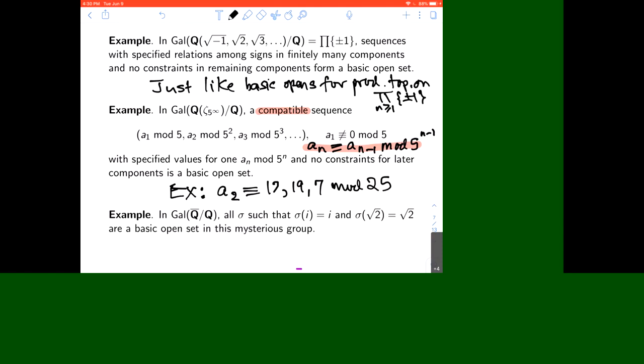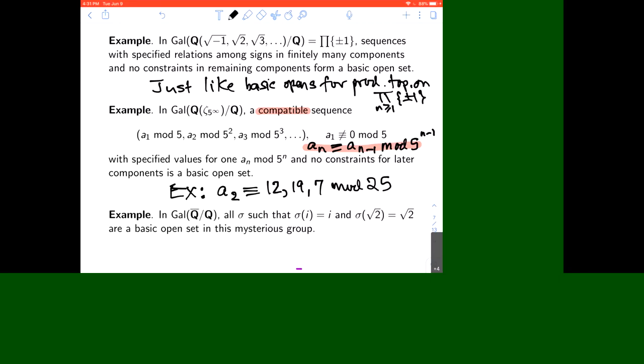Okay, so 7, 12, and 19 mod 25. Anything that's 12 mod 25 in the Galois group has to reduce to 2 mod 5. If you're 19 mod 25, you have to reduce to 4 mod 5. And if you're 7 mod 25, you again have to reduce to 2 mod 5. Now, I know that the 12 and the 19 are not compatible with each other, but that's okay.